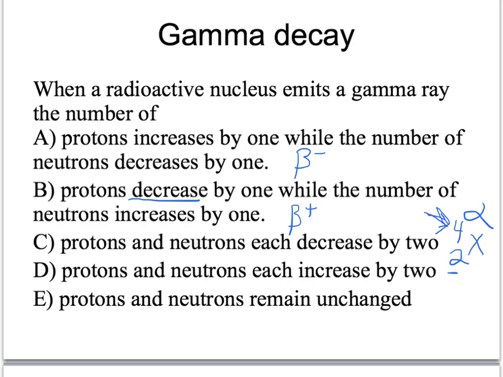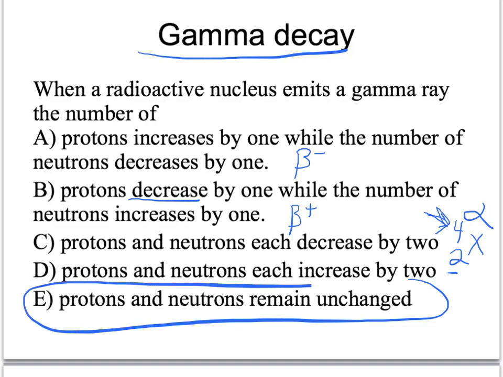And finally, protons and neutrons remain unchanged. Gamma decay does not change the number of protons or neutrons, it simply releases energy. So that would be our correct answer. And that's 3 AP questions that are likely to show up because it's hard to ask these things other ways. So those questions that you've seen today might be asked with different elements, especially the ones for beta and alpha, but those are the exact type of questions you'll get on the AP exam.